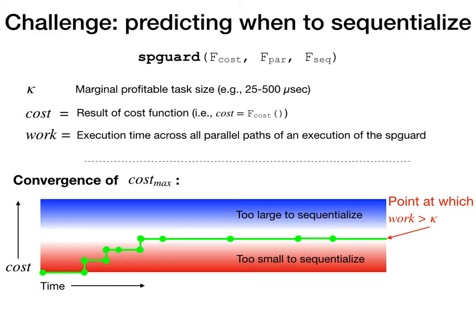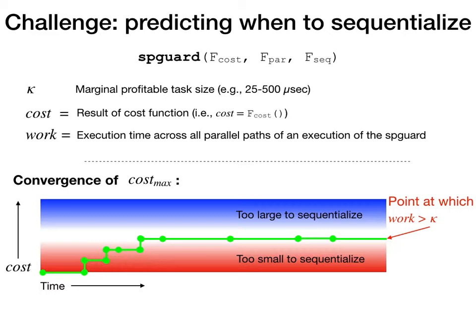The description of the algorithm that I'm giving here is a bit simplified with respect to what's in the paper, but it has all the main ideas. Each SP guard initially starts out with its cost max set conservatively so that everything is parallel. As the program runs, the SP guard increases the size of cost max using an exponential growth rate. The growth continues until the value of cost max converges to a size that corresponds to tasks of approximately kappa size. We have a proof in the paper that the convergence is guaranteed and in a bounded amount of time.